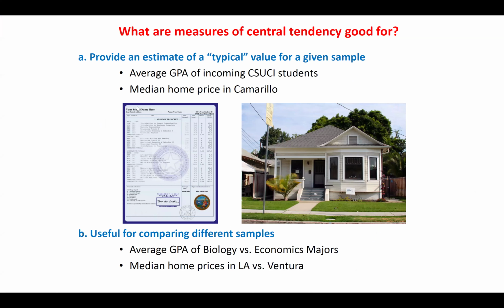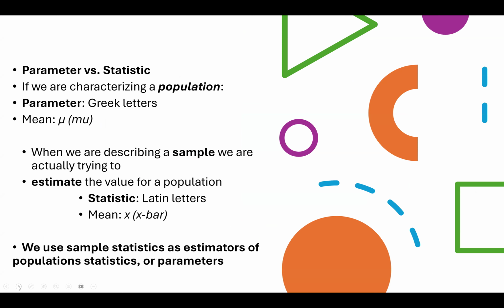All right, so what do we even use this for? Right, here's a good example. What's the average GPA of an incoming CSUCI student? Or what's the median home price in Camarillo? You can use this for different examples. You can compare the average GPA of a bio and an econ major, or the median home prices in LA versus Ventura. That's what you use central tendencies for. So it's used a lot. It's not just because you're getting stuck taking this class.